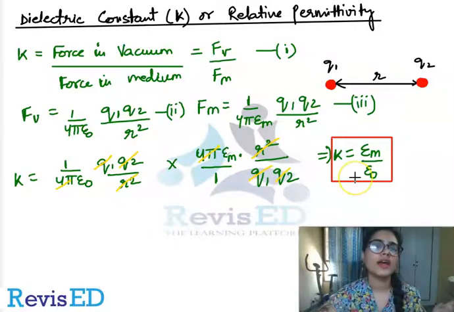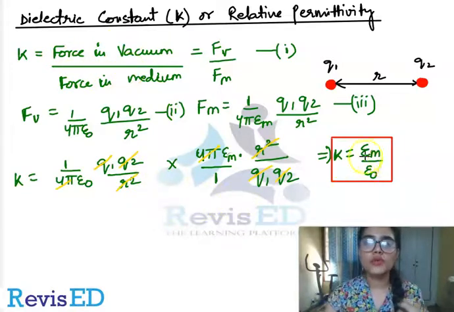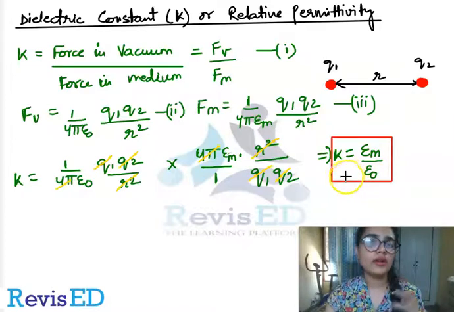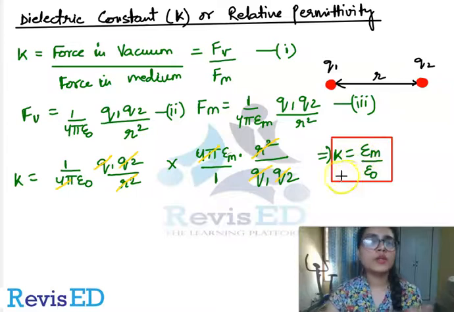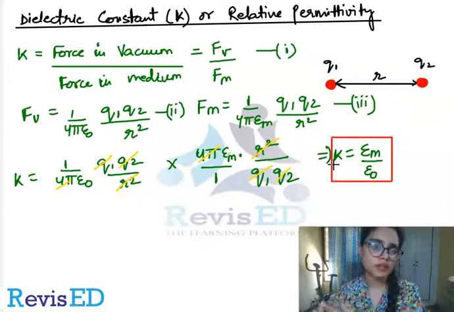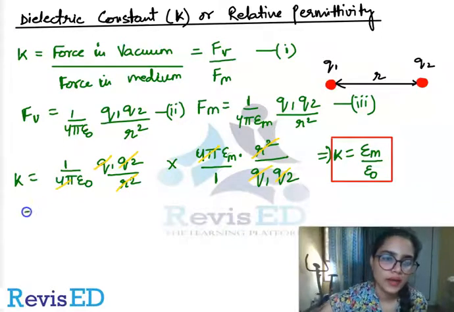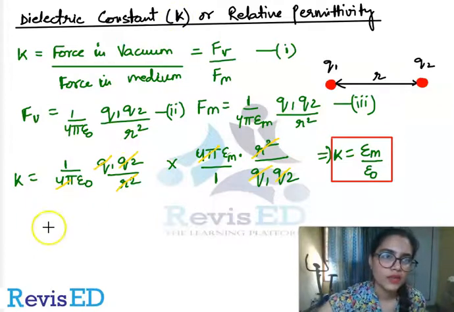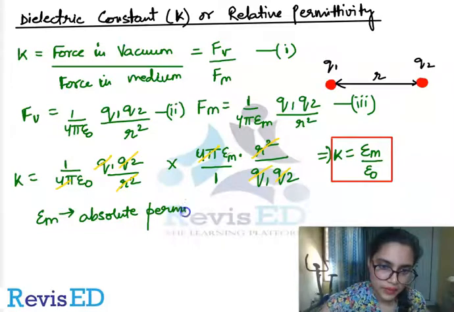Why is K known as relative permittivity as well as dielectric constant? Because over here we were talking about the dielectric constant, but because of the relation that we got, we can say that it is the relative permittivity. It is the ratio of the two permittivities, in the medium and in free space, that is vacuum, respectively. Epsilon M over here is known as the absolute permittivity of the medium.